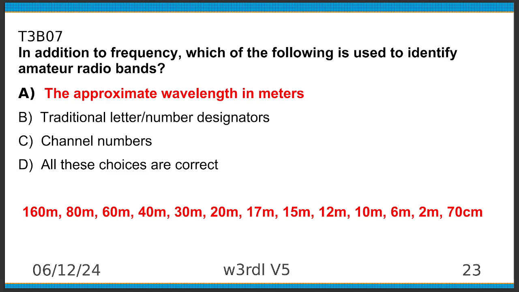Anybody who can tell me what 80 meters is in feet? Pretty close. Let's see, 3.28 times 160. Yeah, 262 feet. That's a pretty big antenna. Most people don't have room for something like that. Antennas should usually be a half wavelength, but you can make them a quarter wavelength. It just requires extra work.